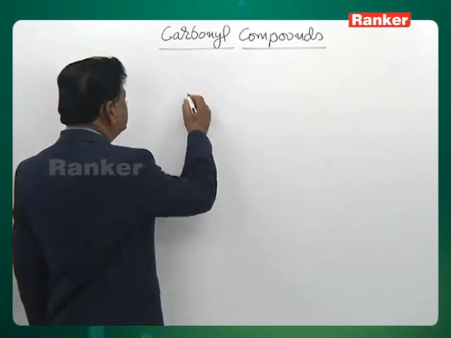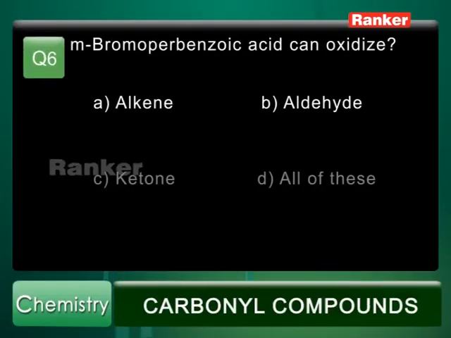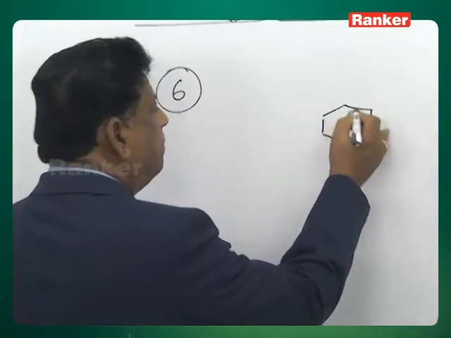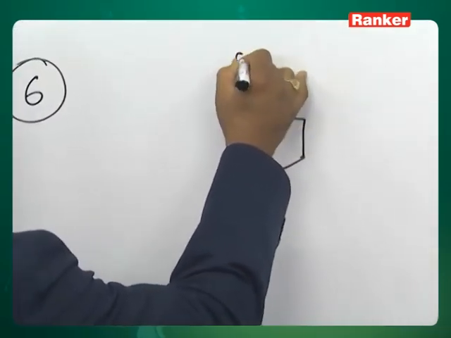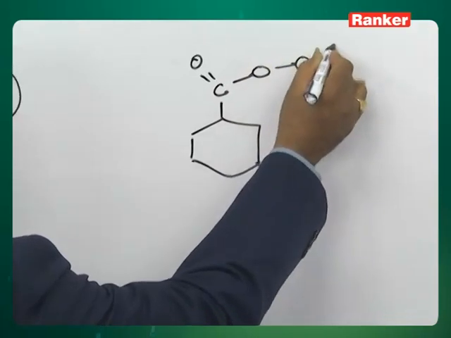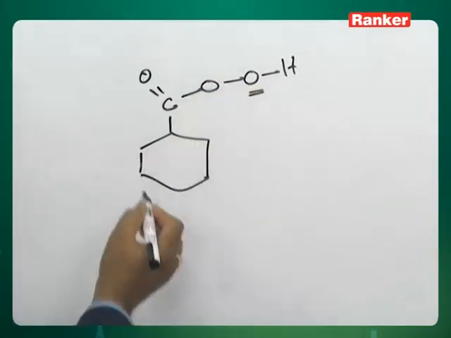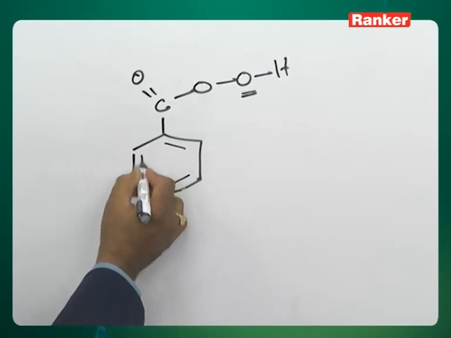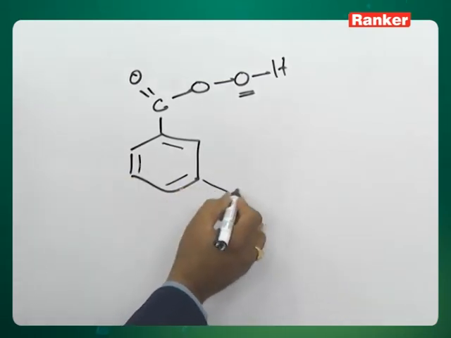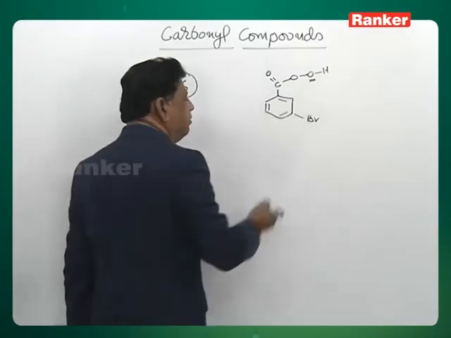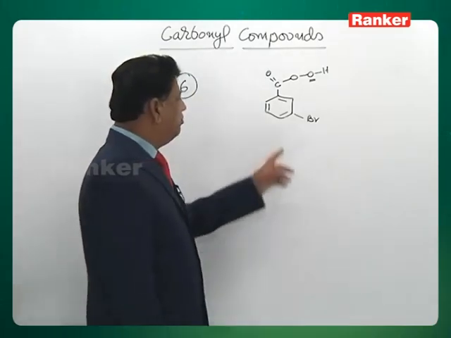So let's go for question number 6. Metachloroperbenzoic acid can oxidize one of these 4 compounds. What is the compound he is asking? Alkenes undergo epoxidation. This metabromoperbenzoic acid is nothing but benzoic acid containing one extra oxygen. This is called a per bond, and it has this type of peroxy oxygen. A halogen, chloro or bromo, the example given is bromo, but we can also take meta-chloro.